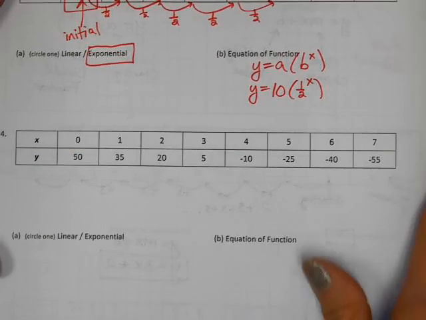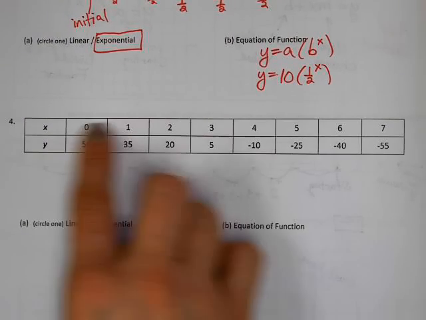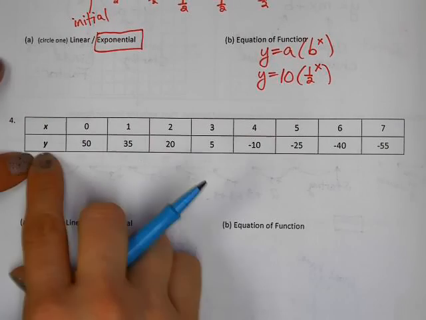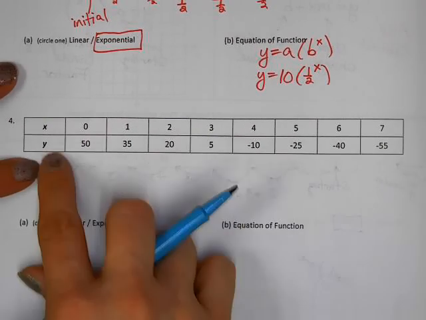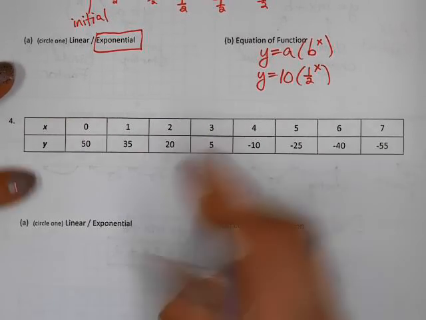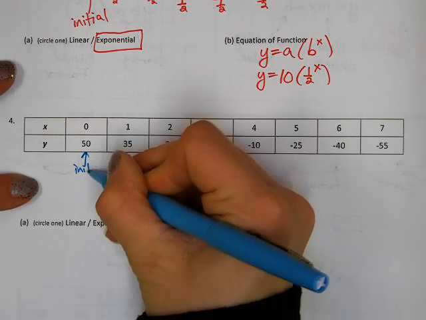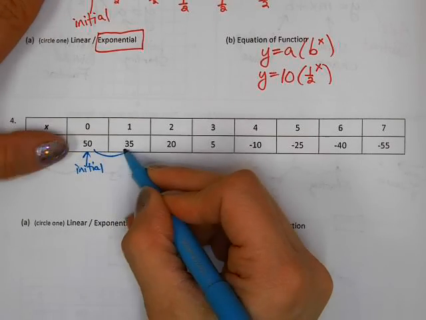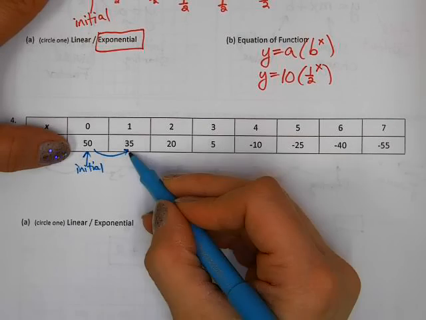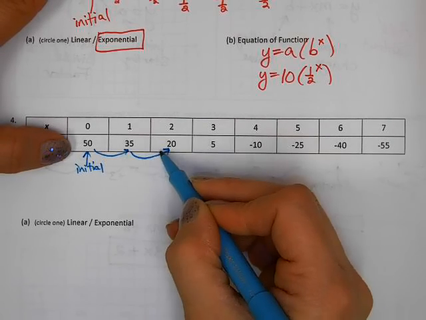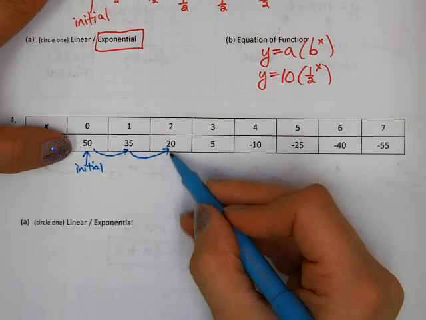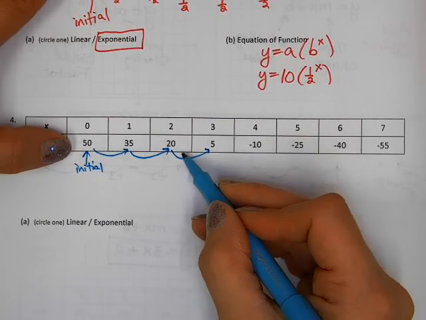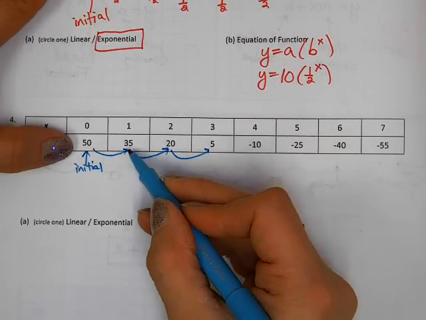All right, the last one. Remember, the x values are there just to kind of count. It's the y values that we're studying. What happens as the answers spit out? So this is the initial. And let's see what's happening. 50 becomes 35. 35 becomes 20. It's going down. 20 becomes 5. Are they dividing? Everybody has to be dividing.